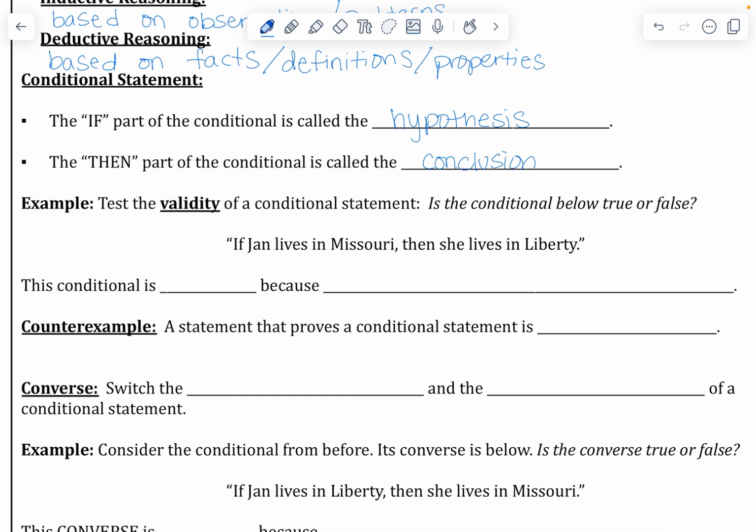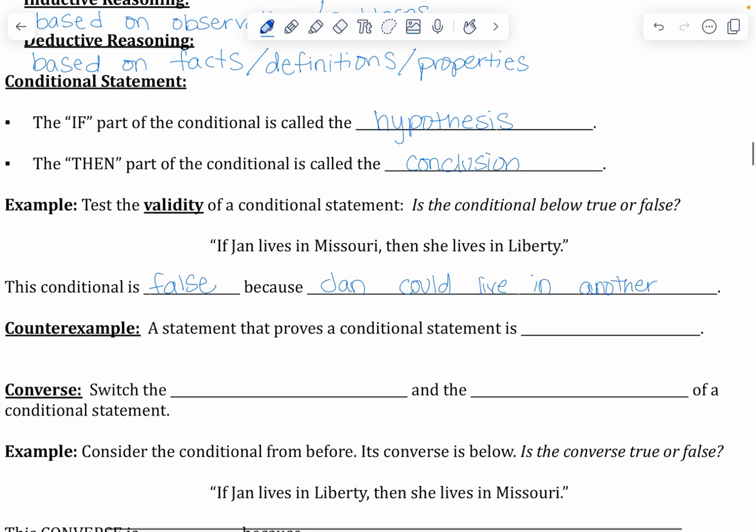If we're testing the validity of a conditional statement, we're asking, is the conditional below true or false? So if Jan lives in Missouri, then she lives in Liberty. Well, if she lives in Missouri, she could also live in Kearney, or she could live in Smithville. She doesn't have to live in Liberty. Liberty isn't the only city in the state of Missouri. So this conditional is actually false because Jan could live in another city. So there isn't just Liberty in Missouri, there's other cities.